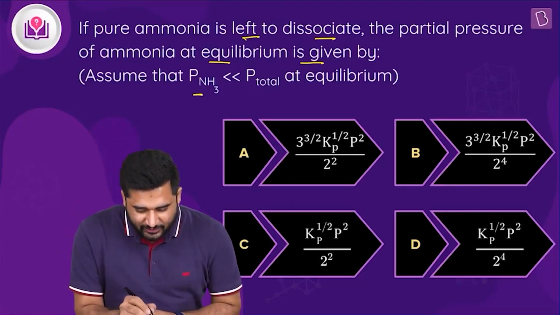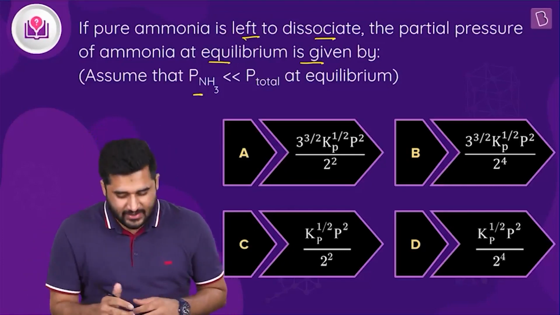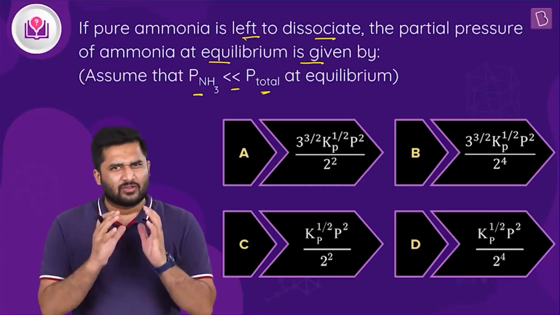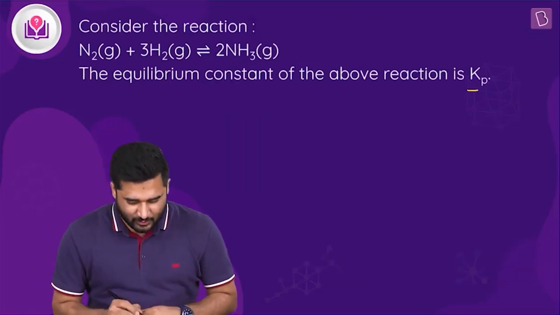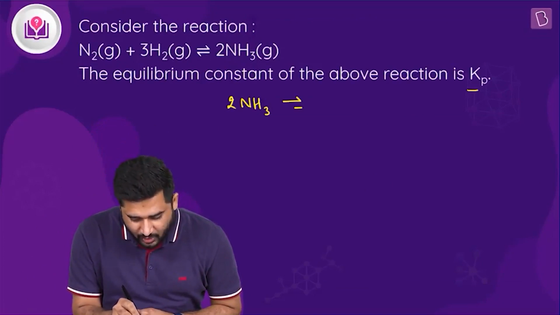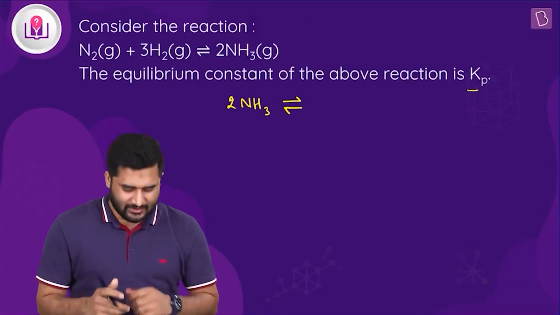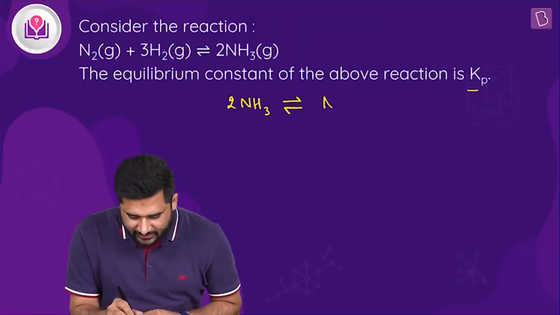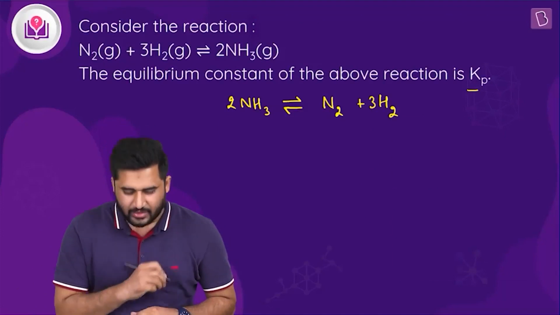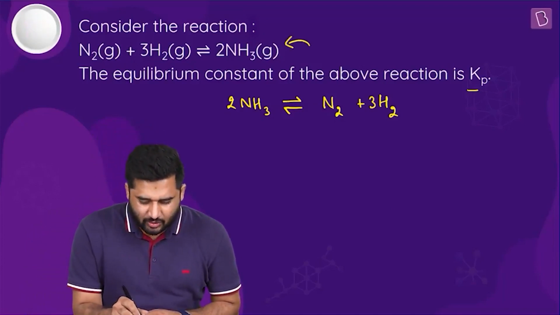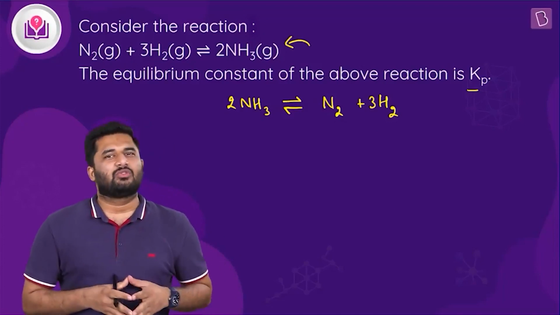And you can see we have to assume that the partial pressure of ammonia is very less with respect to the total pressure at equilibrium. So very interesting question. Let us see how to answer. First of all, what is happening here is pure ammonia is basically dissociating. And we know that when it dissociates, it produces N2 plus 3H2. Although I have not mentioned the states, it is because the states are already mentioned in the equation given in the question.